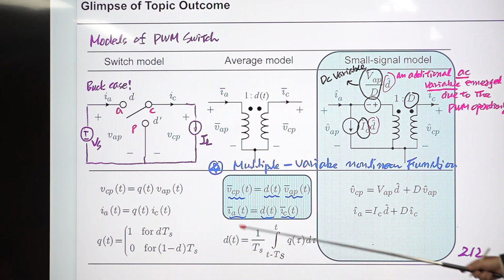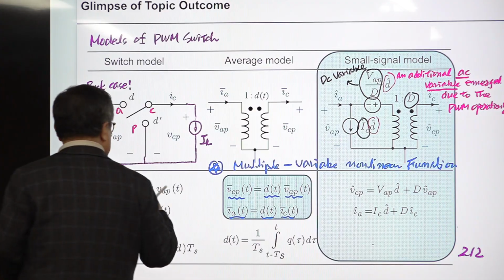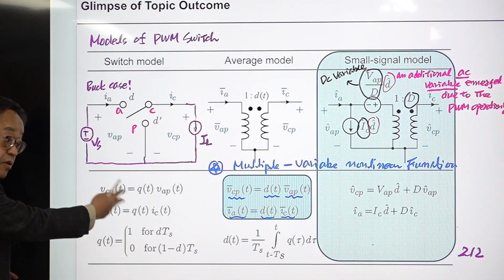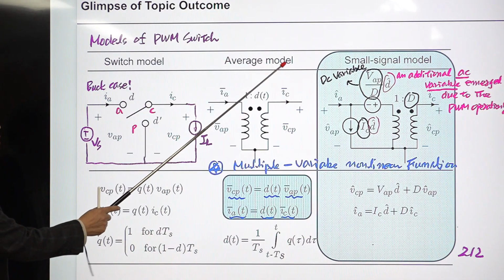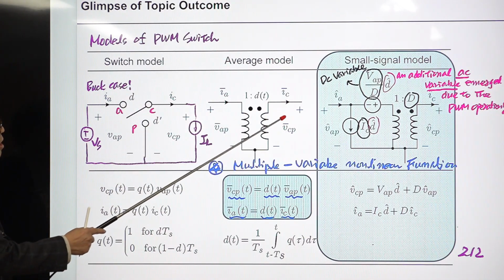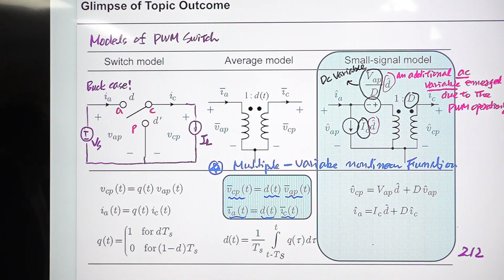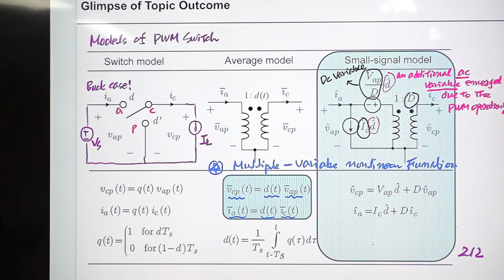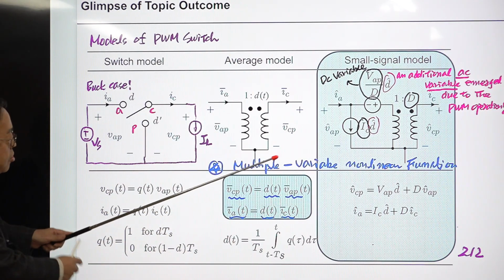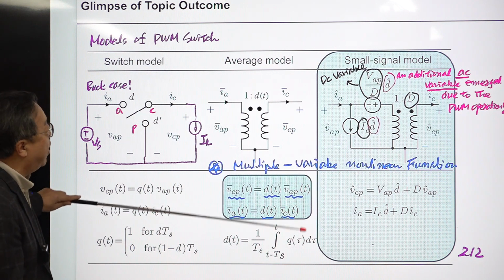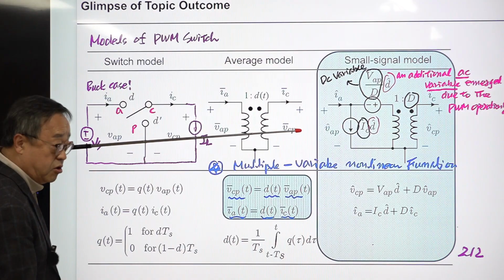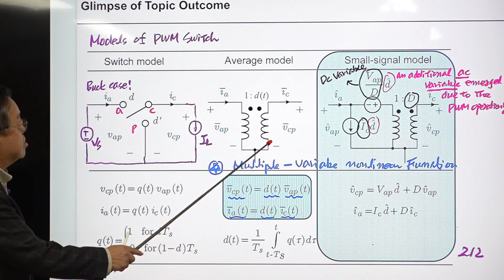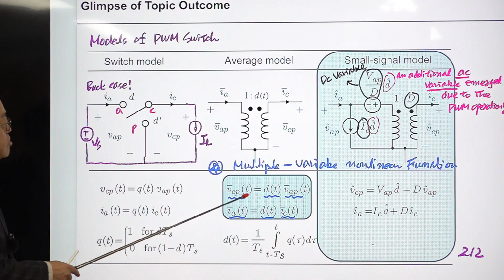This is very convenient because with this you can average the equation, and this is the averaged model of the PWM switch. It has the form of an ideal transformer, and the turns ratio is 1 to dt, where dt is the time varying, continuous duty ratio. The equation of this is this one, so it satisfies the equation of an ideal transformer. That's the reason we are using the symbolic notation of this. Okay, so take a look at this.